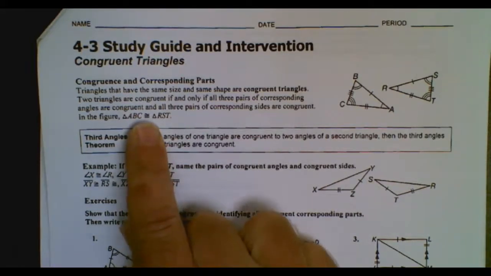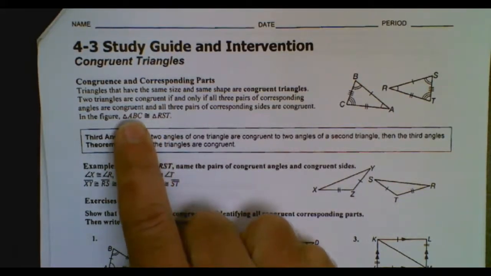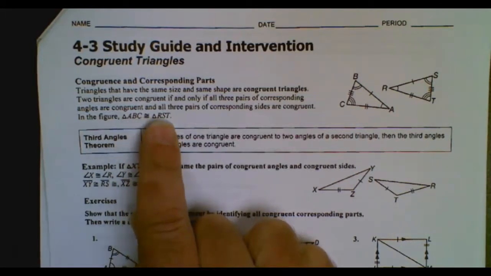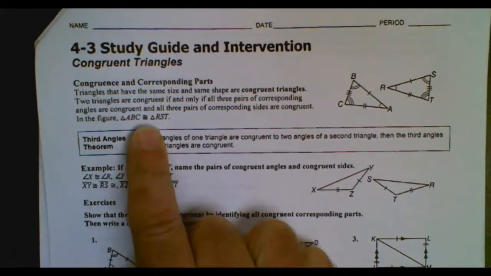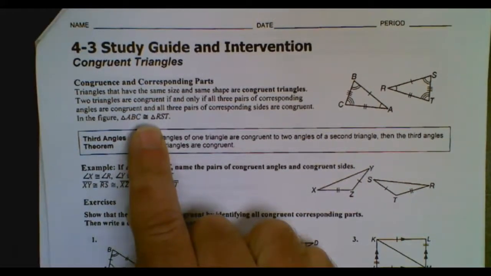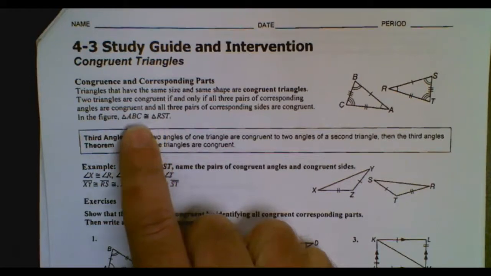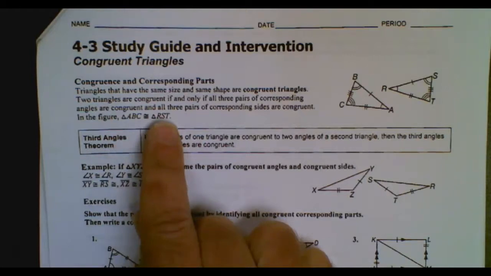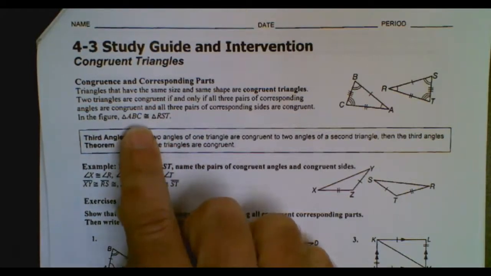Whenever we write a congruence statement stating that this triangle is congruent to this triangle, one of the main ideas you're going to keep hearing me say all chapter long is that order matters. Order matters. In other words, if I say that triangle ABC is congruent to triangle RST, you have to look at the order that these letters are placed.